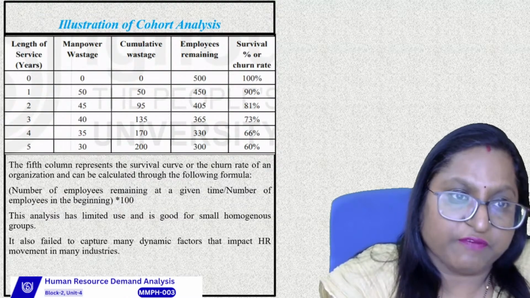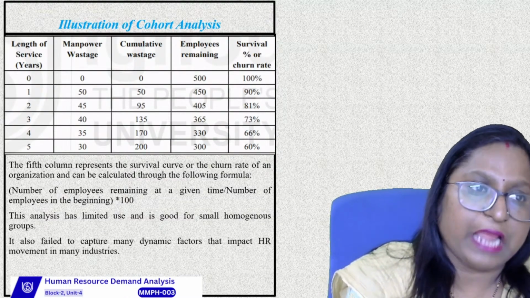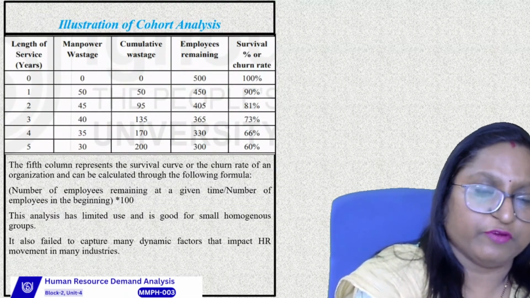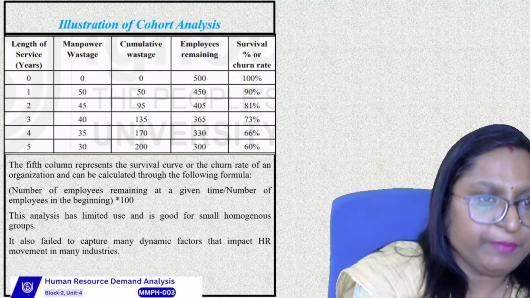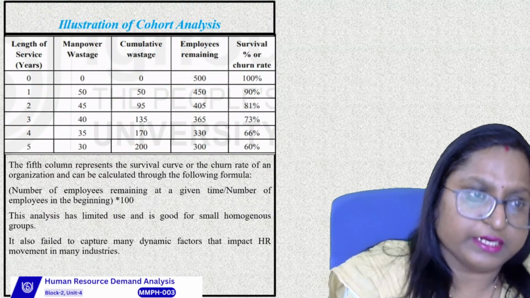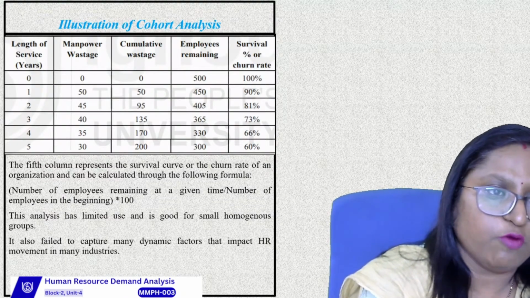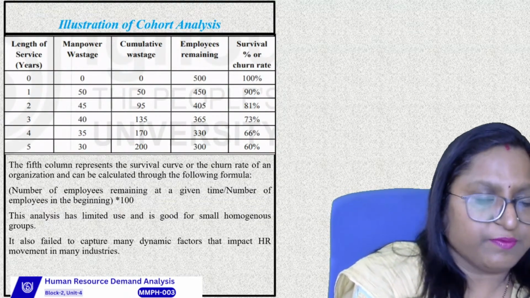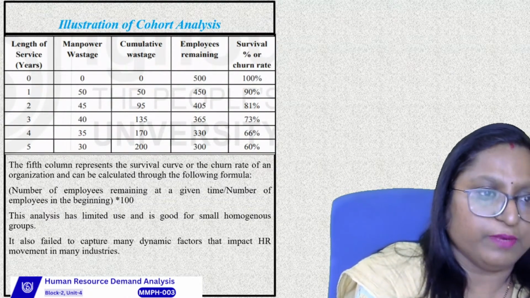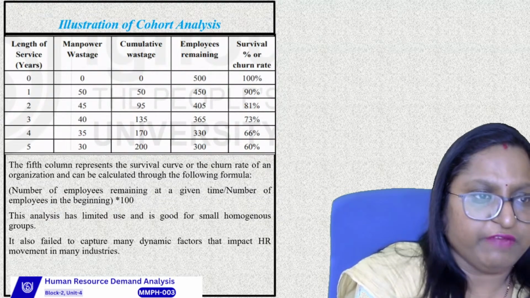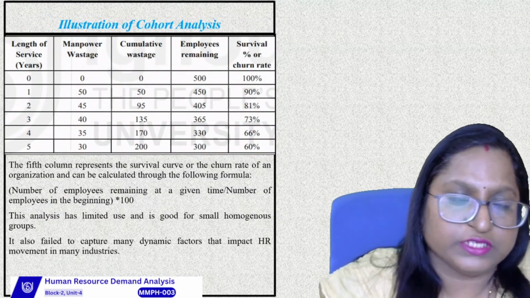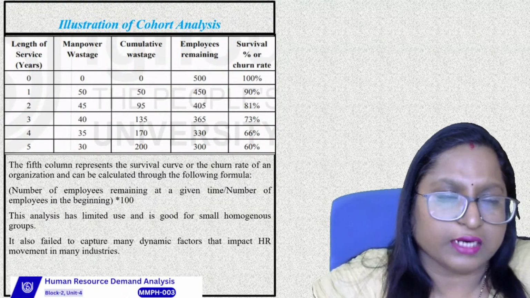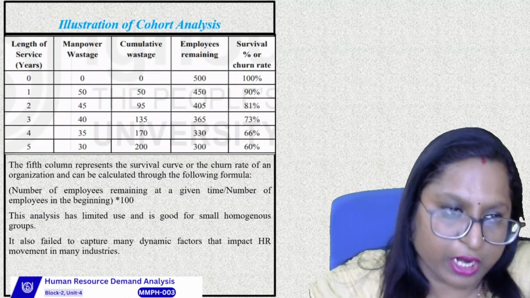For the second year, the cumulative wastage value 50 will be added with 45. That means we can add here 50 plus 45, which is 95, the cumulative value. Similarly, in case of the third year, the above values will be added. That is 0 plus 50 plus 45 plus 40, equal to 135. Similarly, in the fourth year, the above values will be added. That is 0 plus 50 plus 45 plus 40 plus 35, which is equal to 170. Similarly, for the fifth year, we have to add all the manpower wastage, that is 200.